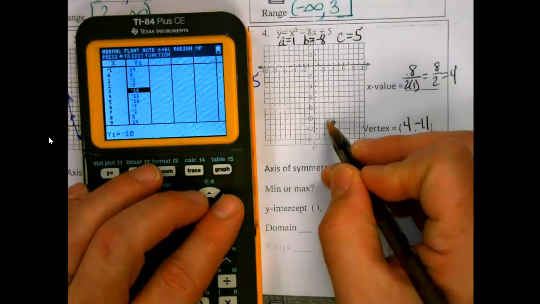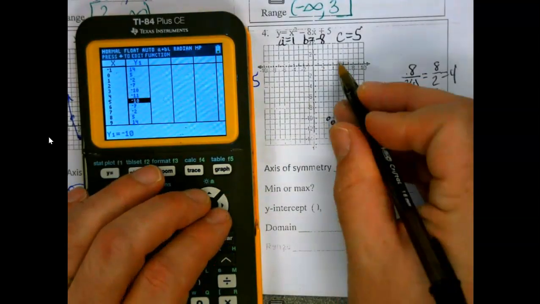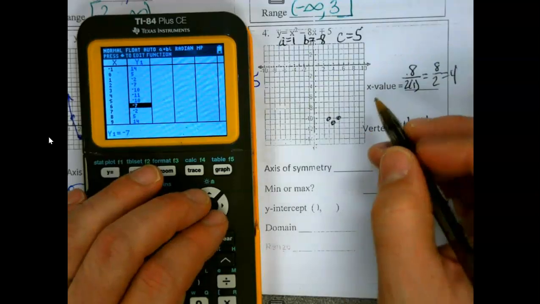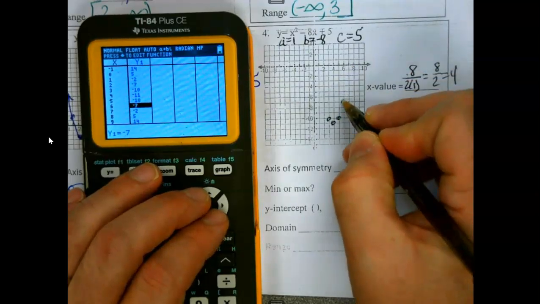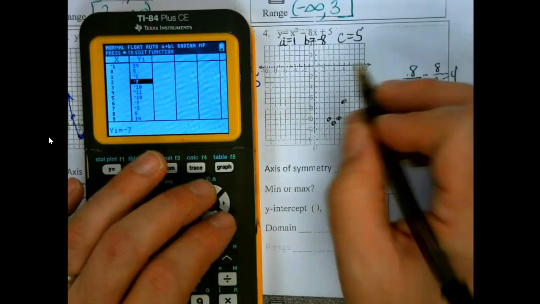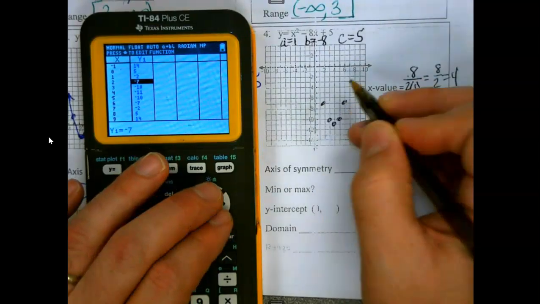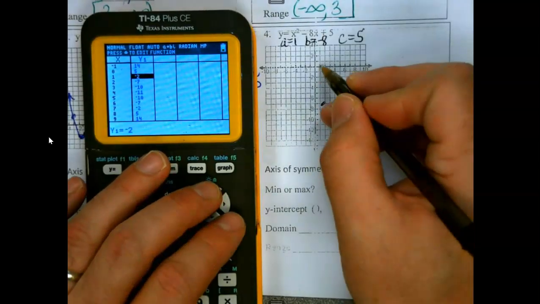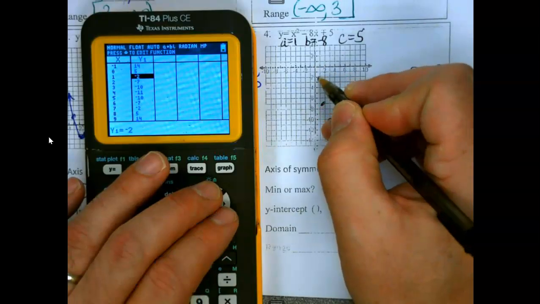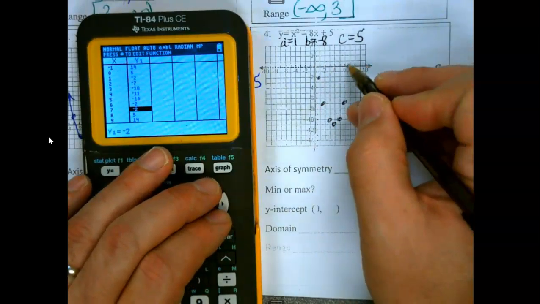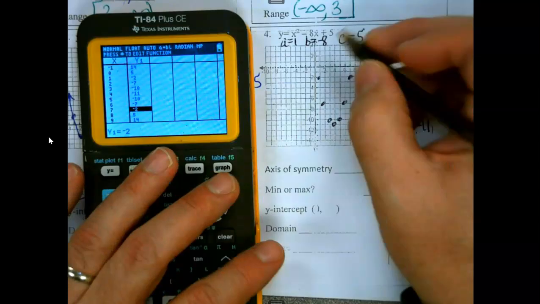So 3, -10, 5, -10, 6, -7, 2, -7. I mean, I could keep going. I mean, I still got points that fit. 1, -2, 7, -2, but you want at least 5.